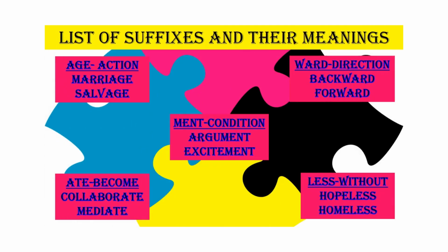Let's now look at some suffix examples and their meanings. Age, and this means action: marriage, salvage. Ward, and this means direction: backward, forward. Ment, and this means condition: argument, excitement. Less, and this means without: hopeless, homeless. And ate, this means become: collaborate, and mediate.